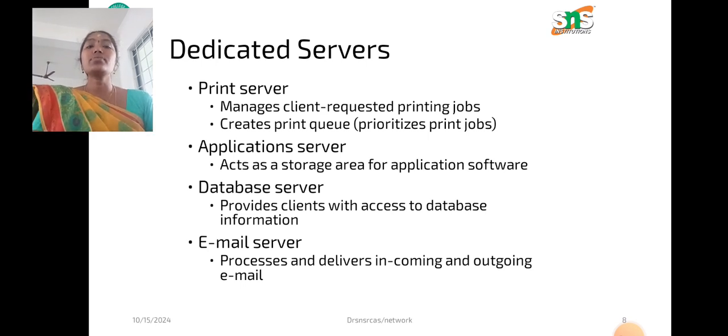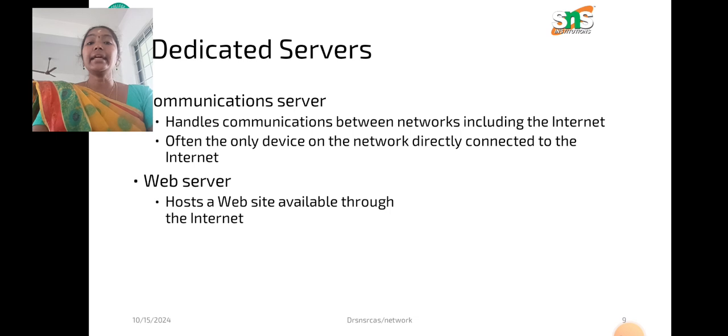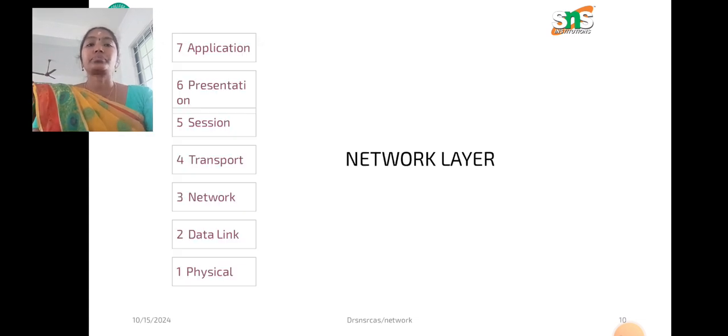So we can explain the dedicated servers. The servers include the application server, database server, email server and print server. That is, a client requests printing jobs and access to storage devices from the application servers, and database servers provide clients access to the database information. This dedicated server is also represented as a communication server or web server. Mainly it handles the network, including those directly connected to the network.